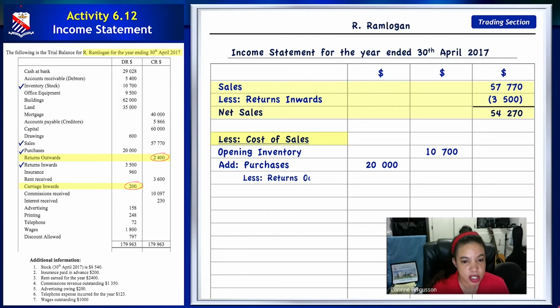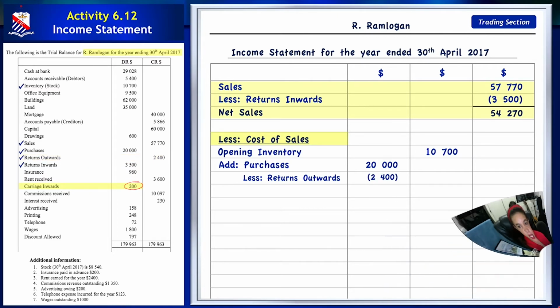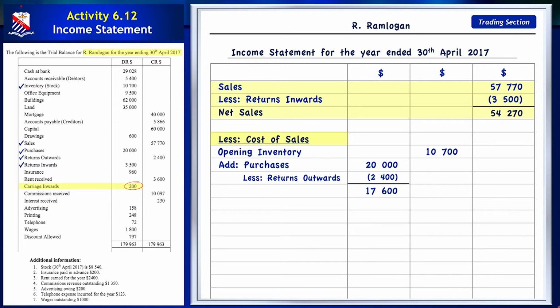Less your returns outwards of 2,400, brackets to show that you're going to less it. Then you have your carriage inwards, which you add because it increases the cost of your purchases. Carriage inwards is 200, so 17,600 plus the 200 will give you a net purchases figure of 17,800, which goes into your middle column to be added to your opening inventory.